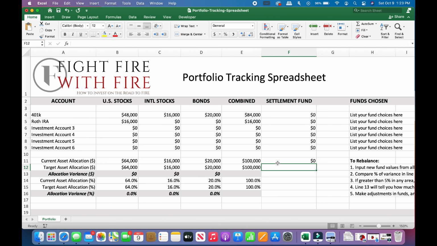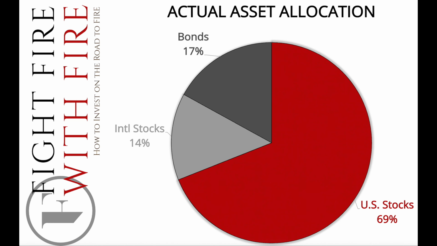So let's say that the US market is in a strong bull market and it pulls ahead of your other two asset classes. You've got some strong growth inside US stocks, international stocks and bonds don't do as well, and as a result, your asset allocation ends up looking like this. So looking at our actual asset allocation, you can see our US stocks portion is now 69%, bonds have dropped to 17%, and international stocks have dropped to 14%.